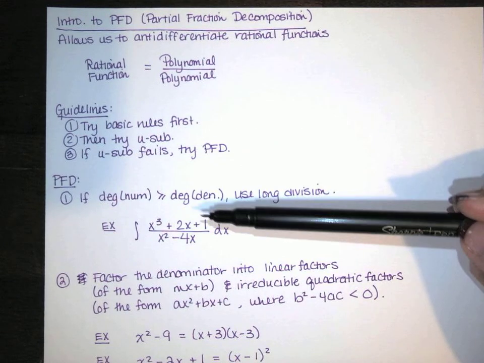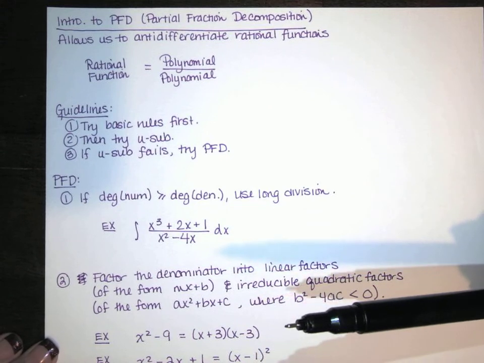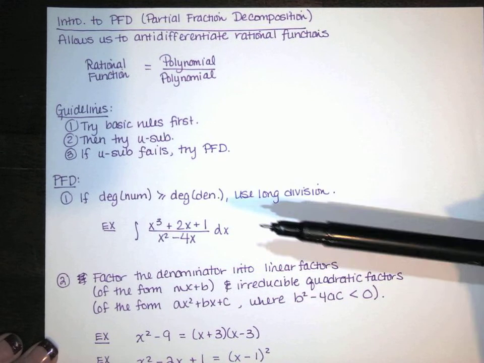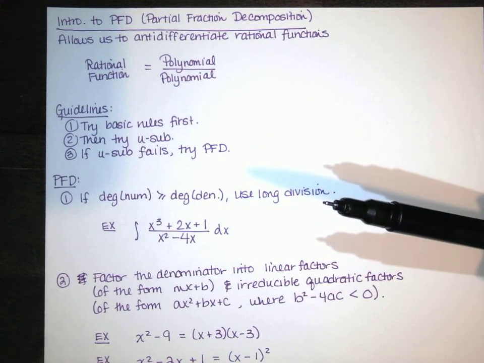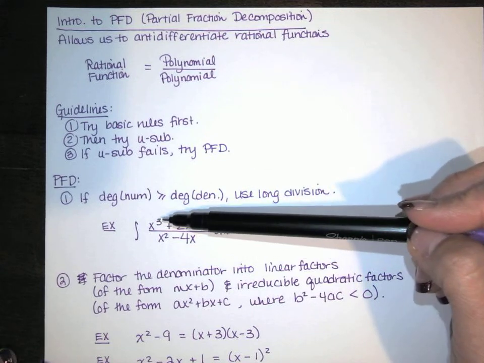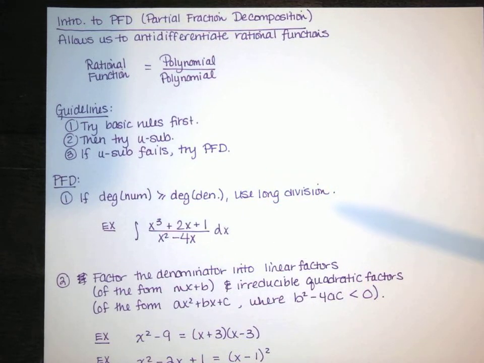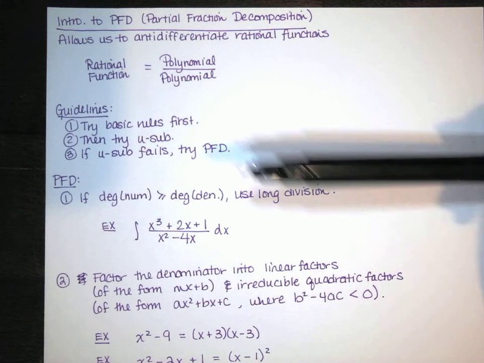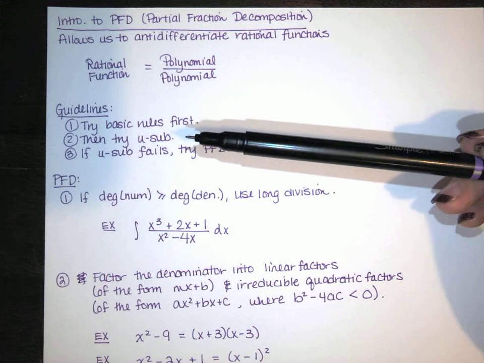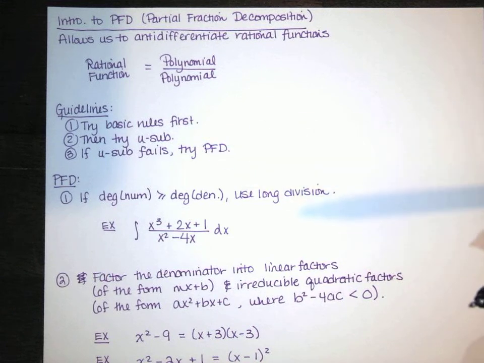If you are doing u sub with a rational function like this, u is usually your denominator. So you'll take the derivative of the denominator and see if a constant times that derivative is up here. If it is, you can do the u sub. If not, then you want to try partial fraction decomposition. So always ask yourself if basic rules work first, then do u sub, then do PFD.